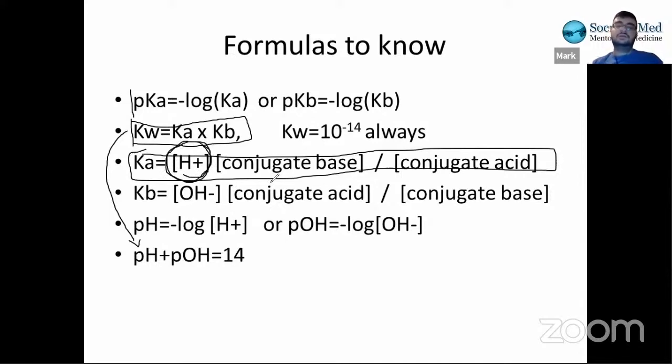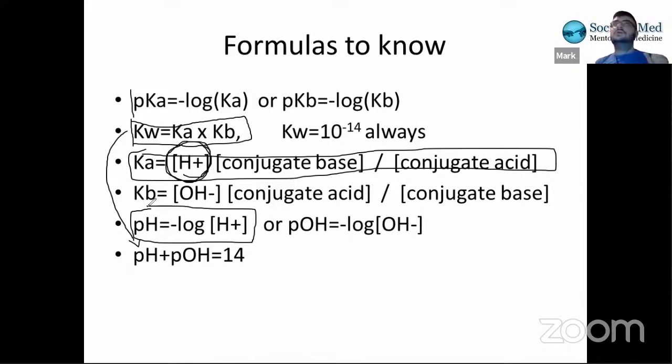There's nothing else to really say. Just memorize it. KB is the same thing, except you're finding the concentration of OH minus, and you're flipping conjugate acid or base. Very simple. And then you have here, pH equals negative log of the concentration of acid. Again, it works exactly the same way as pKa and Ka. If the concentration of acid is 10 to the negative 10, pH is 10. If the concentration of acid is 10 to the negative 3, pH is 3.